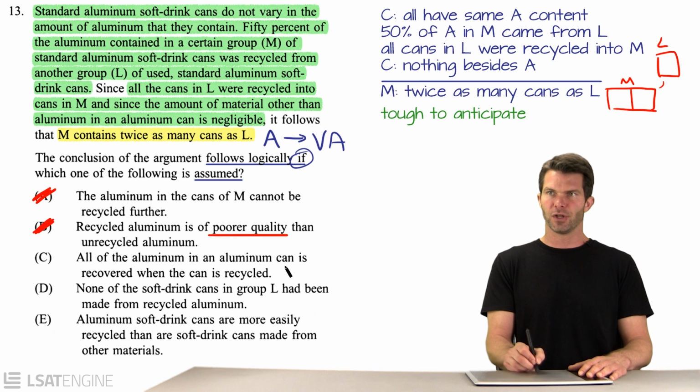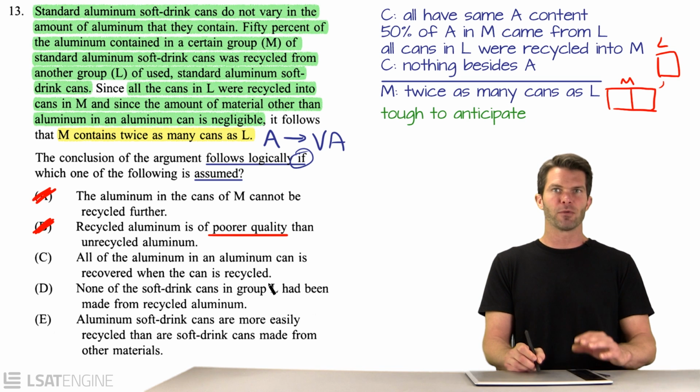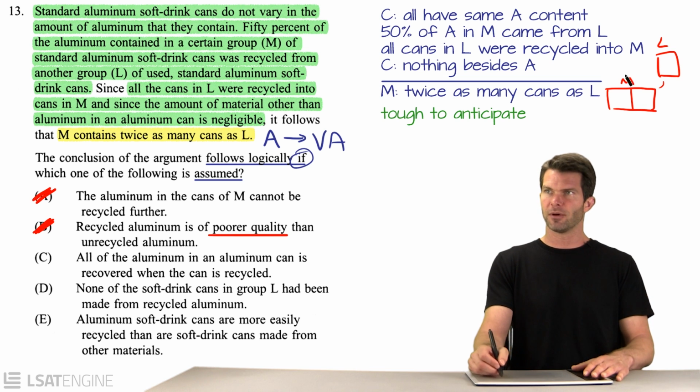C says all of the aluminum in an aluminum can is recovered when the can is recycled. I can see that we would need that, right? We're sort of assuming that. If this weren't true, if you lost some aluminum along the way, like let's say L started with 16 cans, but you only get 15 cans worth of aluminum out of it, then M isn't going to have twice as much as L. We were assuming that all of the aluminum gets recovered.